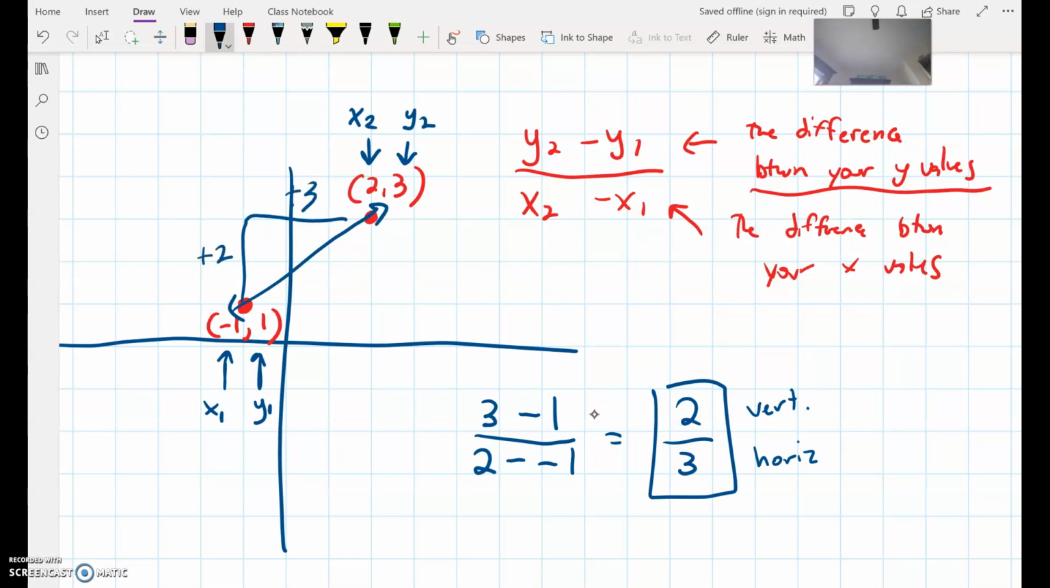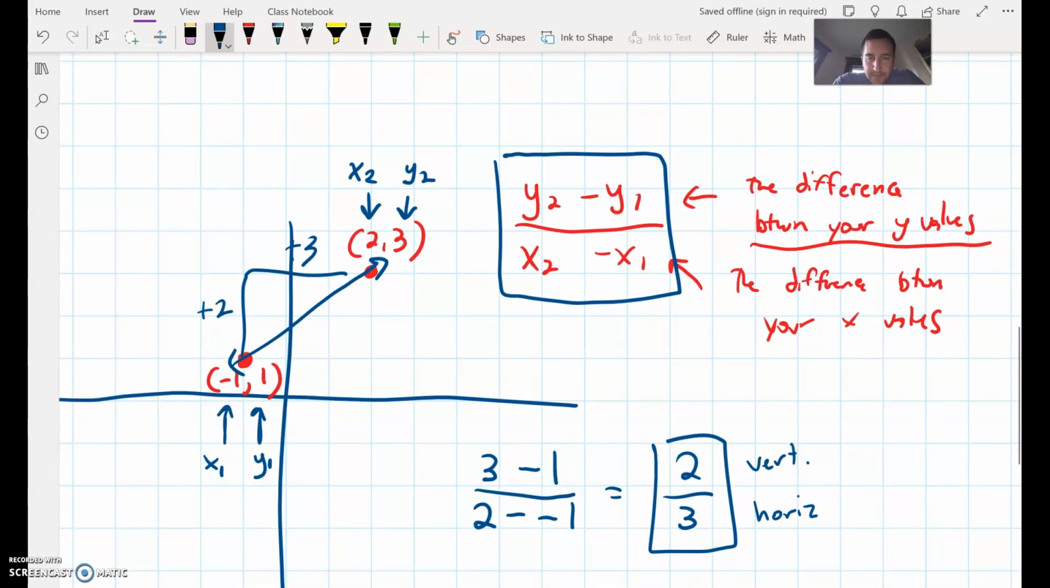And so the way that we're going to calculate slope is using this right here. So you want to write this down. Note this. Slope is always m. So we'll say m equals that right there. Okay, that's the formula for slope.